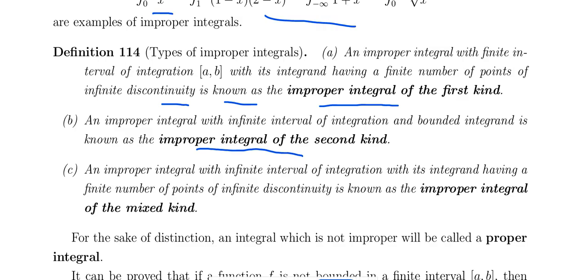Okay, so first, finite interval உள்ளே இருக்கிறது, finite number of points of discontinuity இருக்கும், discontinuity at the point infinity இருக்கும். Okay, and second kind வந்து improper integral and bounded integrand இருக்கும், and infinite interval இருக்கும், that is called the second kind. And the improper integral and infinite interval இருக்கும், உள்ளே இருக்கிற integrand வந்து infinity discontinuity இருக்கும், that is called the improper integral of the mixed kind.